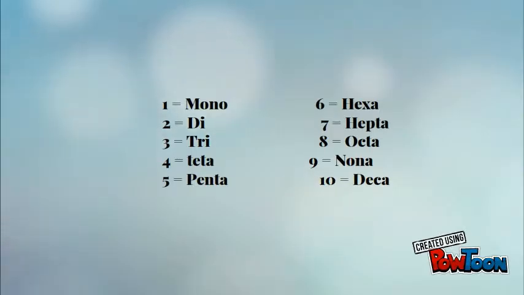the prefix for 2 is di, the prefix for 3 is tri, the prefix for 4 is tetra, the prefix for 5 is penta, the prefix for 6 is hexa, the prefix for 7 is hepta, the prefix for 8 is octa, the prefix for 9 is nona, and the prefix for 10 is deca.